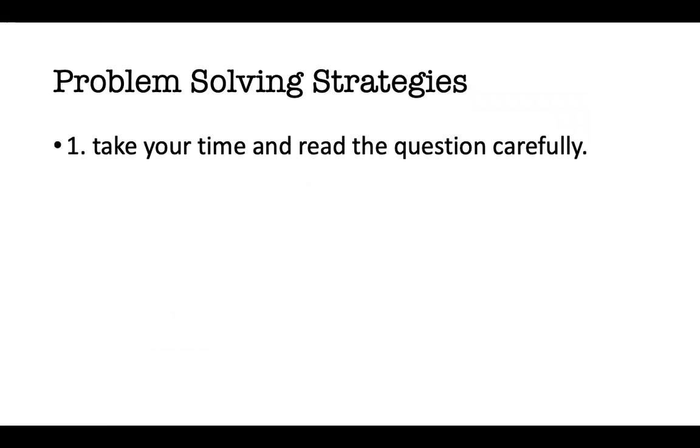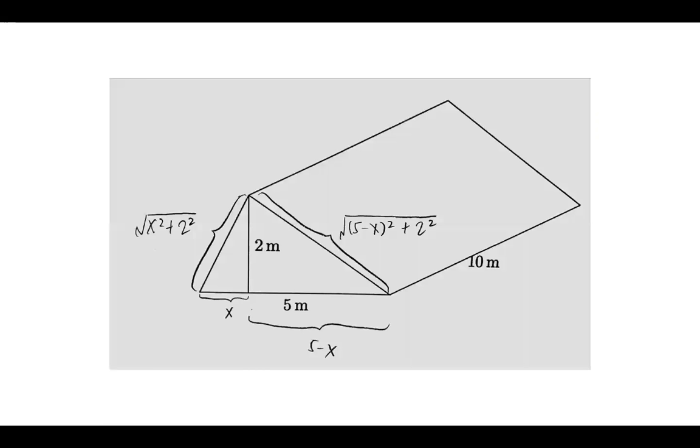Before we even start, I want to talk about the first problem-solving strategy, which is to read the problem carefully. Don't rush. Make sure you really understand the given information and what the question is asking for. For this question, we need to work out where to set up the poles and the least amount of tarp used.